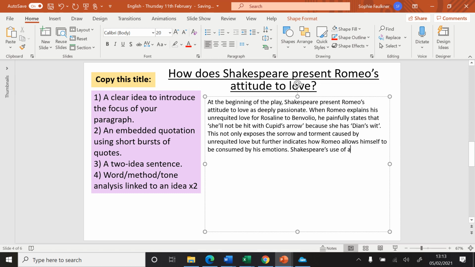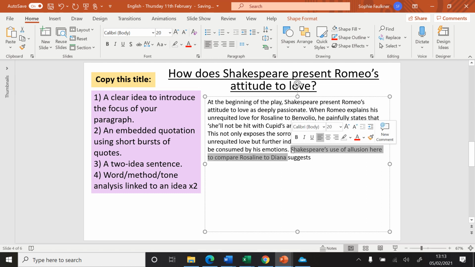use of allusion here. Remember, that sophisticated beginning of our analysis, instead of "the use of" or "the allusion": Shakespeare's use of allusion here to compare Rosaline to Diana suggests. So I've explained what the method is. It is a comparison between Rosaline and Diana. Now I'm going to explain why that's important.